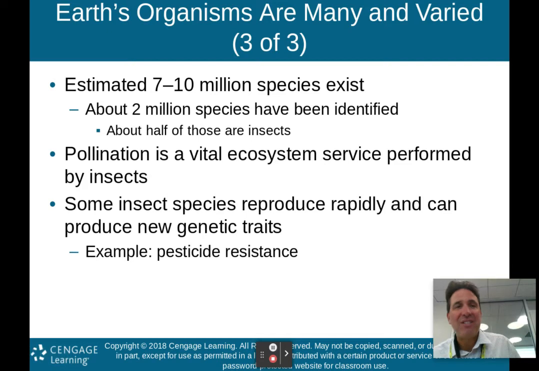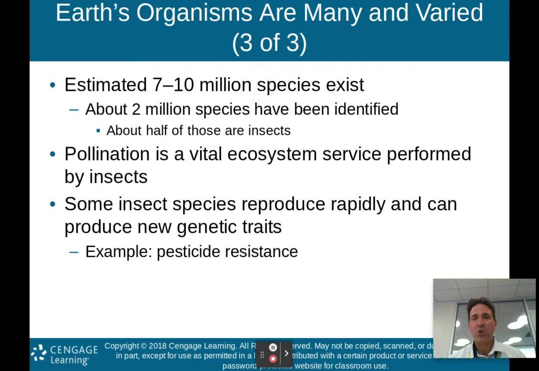We have estimated about 7 to 10 million species exist on planet Earth, but only about 2 million of those species have been identified. So think about that. If you go with 10 million, that would mean about 80% of the species haven't even been identified. About half of the 2 million species that have been identified are insects. So yes, while human beings think we're in control, I would argue that insects are in control of the planet, as they pretty much are the largest group of species out there.